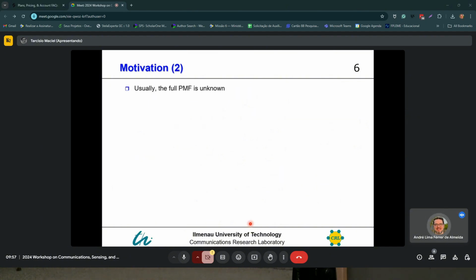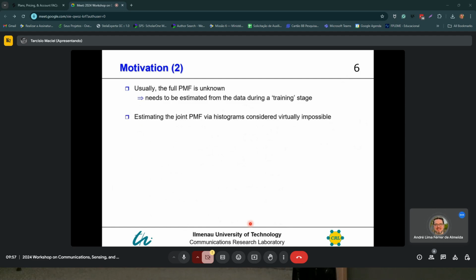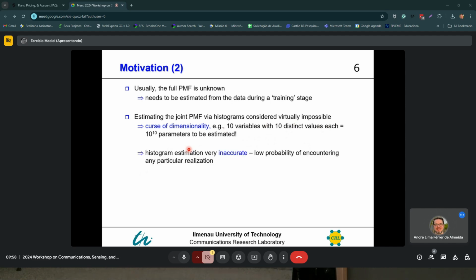Usually, of course, the full PMF tensor is unknown, and it needs to be estimated from the data during a training stage. Estimating the joint PMF via histograms, however, is considered virtually impossible due to the curse of dimensionality. The required amount of data grows exponentially with the number of random variables. For example, if we have 10 random variables with 10 distinct values each, 10 to the power of 10 parameters would have to be estimated, which is, of course, not possible.